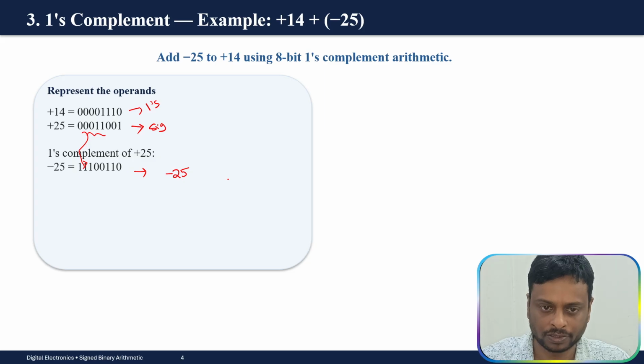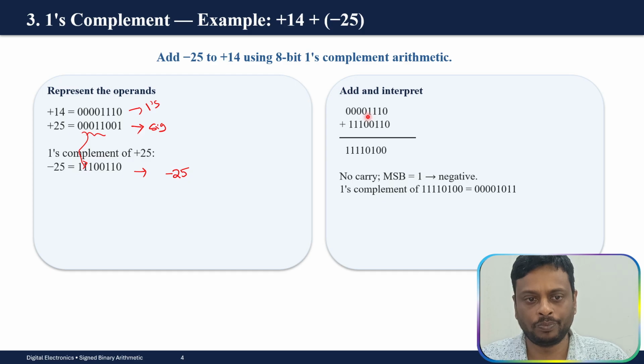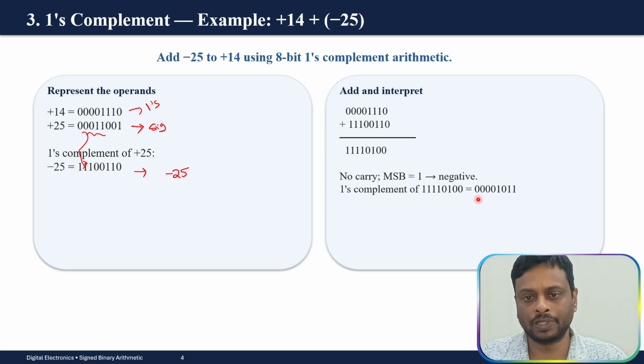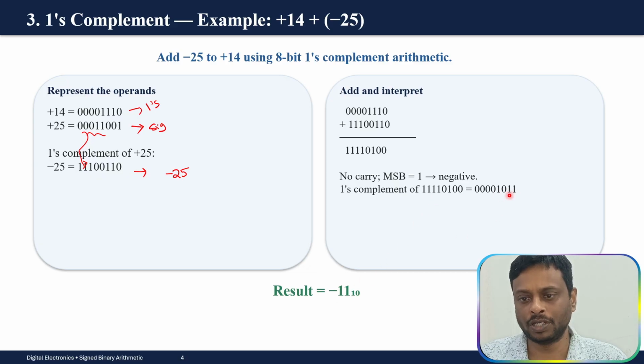So let us add these two numbers. This is for +14, and this is for -25. After addition, there is no carry, but the number is negative, because the MSB is 1. So you have to again take the 1's complement to get back to the true binary form. So the result is -11, because the number is negative.